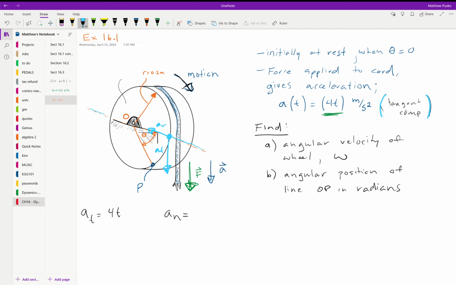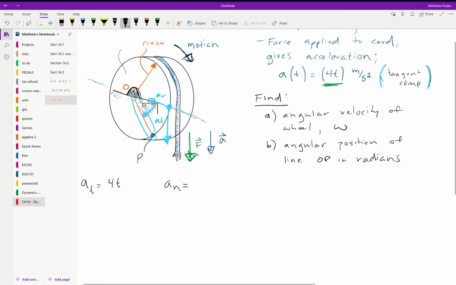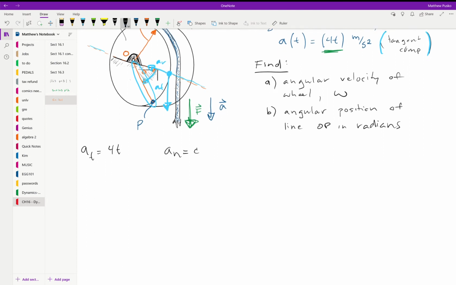What they want to find is the angular velocity of the wheel, omega, and the angular position of the line OP. That's this thing right here. What is the angle it's going to sweep through in radians? They don't give us time, so we're going to get our answers as functions of time. We don't need the normal or radial component of our acceleration for this problem. We just need the tangential component.